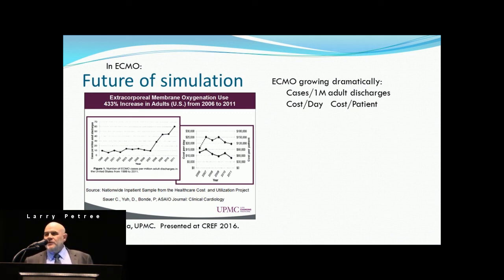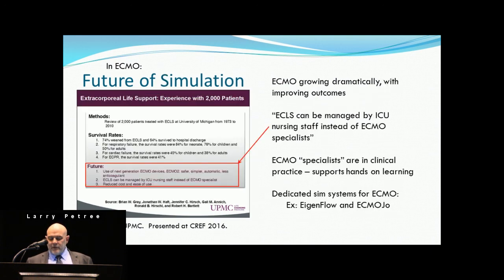ECMO was one of the first things that came up. ECMO is rapidly growing. As you can see from the graph on the left, the number of cases per million adult discharges is increasing, but yet cost per day and cost per patient is staying flat. What does that mean? We're getting more efficient at it. We're getting better at it, but yet caseloads are increasing.